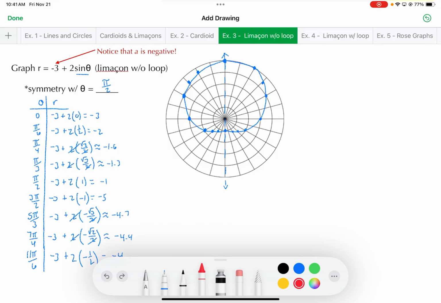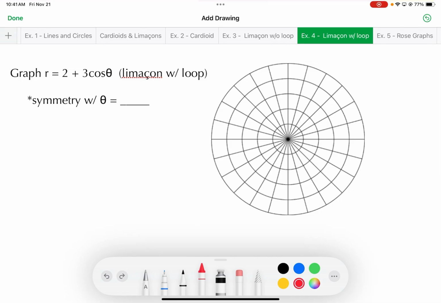Questions there? All right. Next one. Let's do one with a loop now. These are the fun ones.